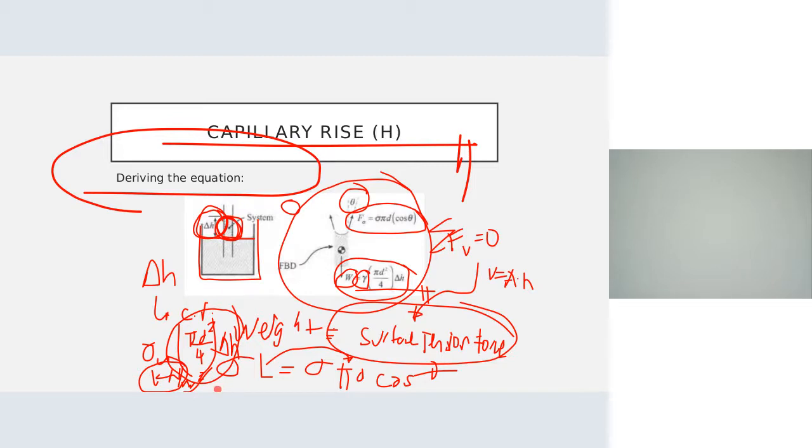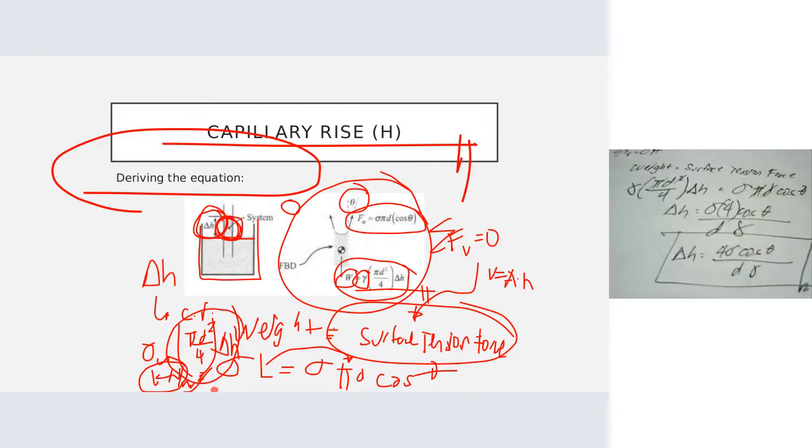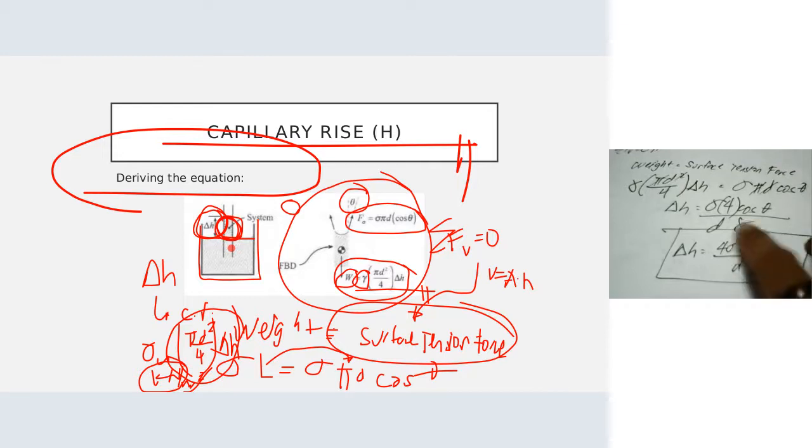Sir, if may angle, always po ba dapat gamitin ay cosine? Yes, Andrea. Magandang tanong yon, no? If the angle is 0, well, this is 1. Okay? Kung level lang yung fluid, so with the horizontal, so this will just be 1.